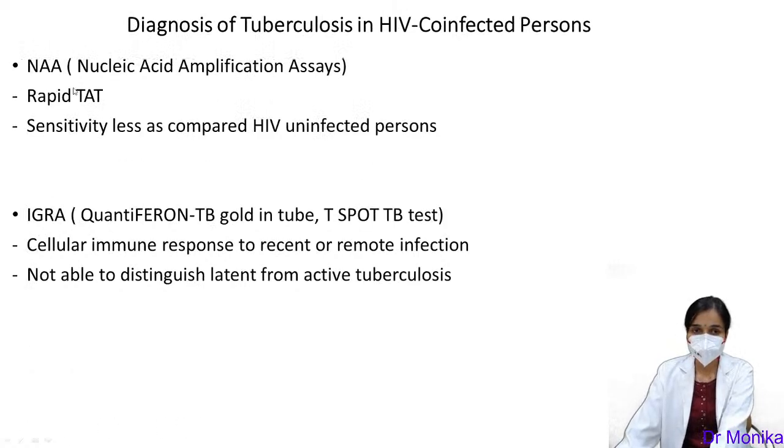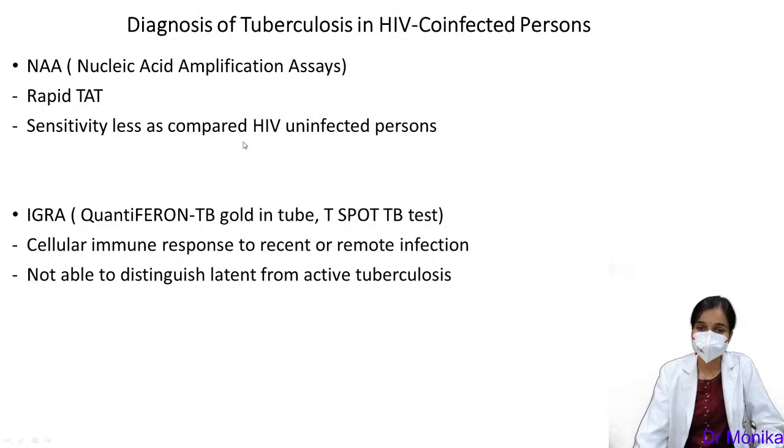With the introduction of nucleic acid amplification assays such as GeneXpert and the RIF assay, which have outperformed smear microscopy, and because of the rapid turnaround time, treatment could be initiated early. However, the sensitivity is less in HIV-infected persons. This is because any sputum-based assay will have decreased efficiency in the diagnosis of TB in HIV-infected persons compared to non-HIV-infected persons, because of the decreased CD4 count and atypical presentation.